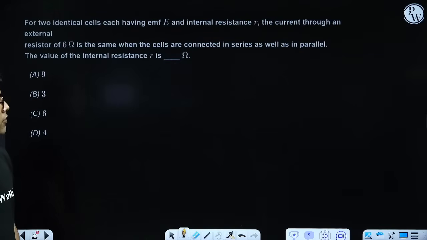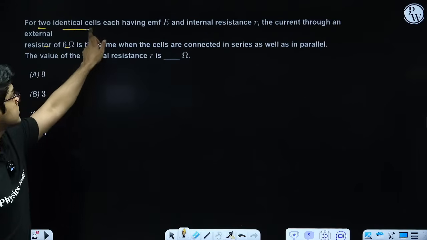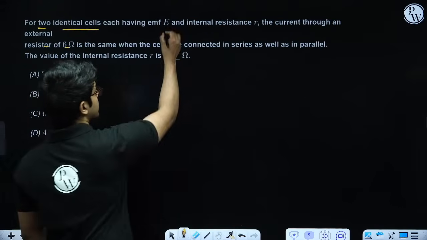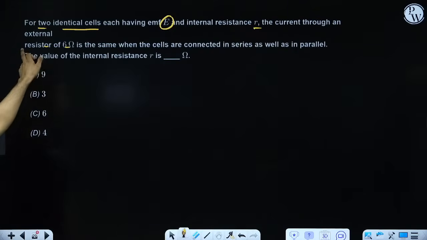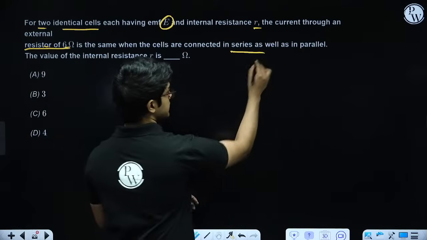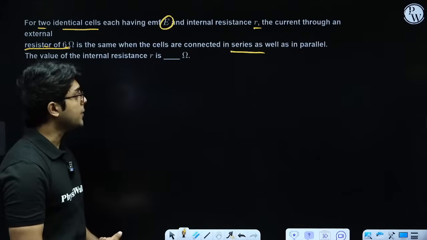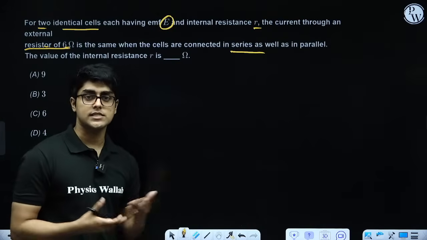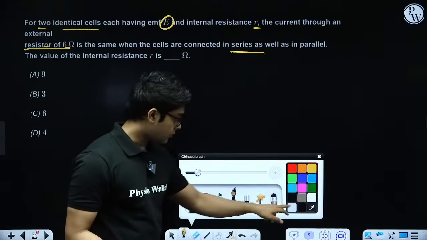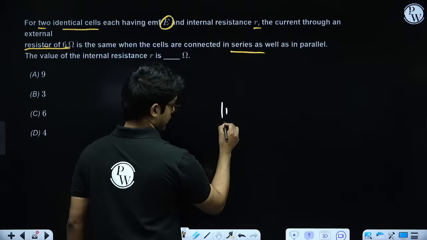Here we have the cell arrangement problem. We have two identical cells, two identical batteries. EMF and internal resistance are given. In case 1, the external resistance is 6 ohm. In case 1, the cells are connected in series, and in case 2, they are connected in parallel. In both situations, the current through the external resistance is the same. So the first situation is something like this. EMF.